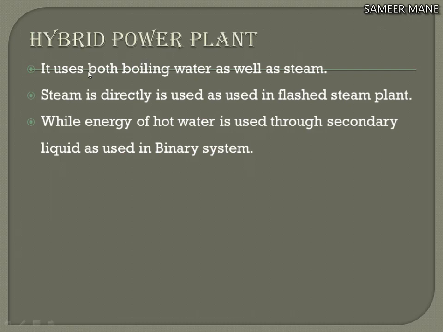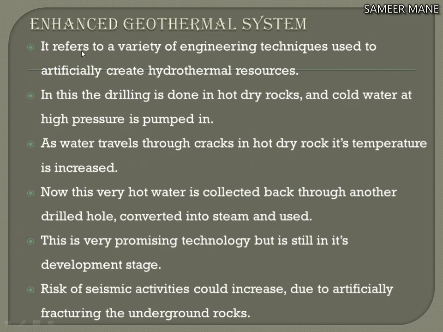Hybrid power plant. It uses both boiling water as well as steam. Steam is used as in a flashed steam plant, while the energy of hot water is used through a secondary liquid as used in a binary system. Let's see the enhanced geothermal system.